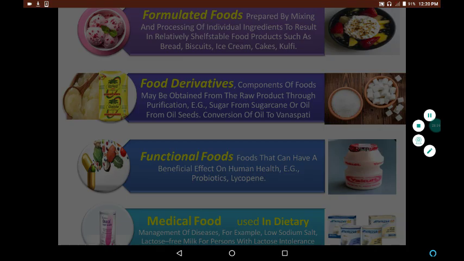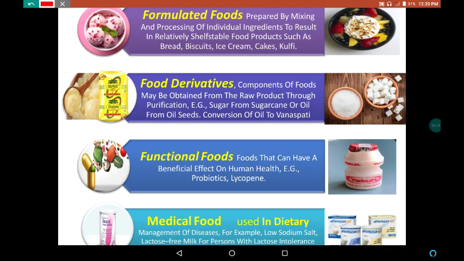Next one is formulated food. Prepared by mixing and processing of individual ingredients to result in a relatively long shelf life. Food products such as bread, biscuits, for example, ice cream, cake, biscuit, kulfi. These are the formulated foods which are prepared by mixing and processing of individual ingredients. Clear?